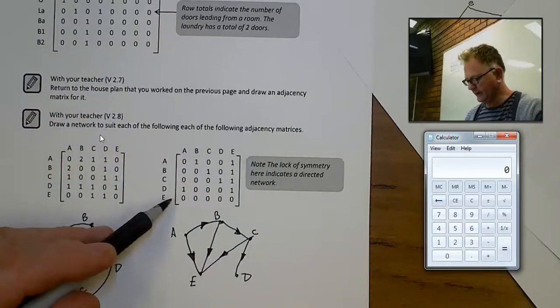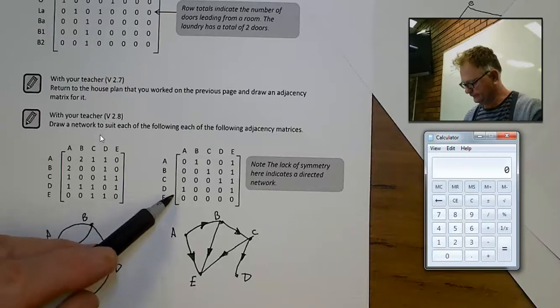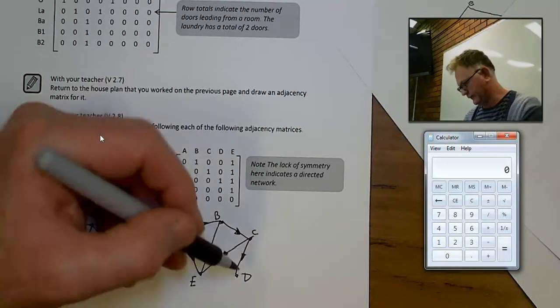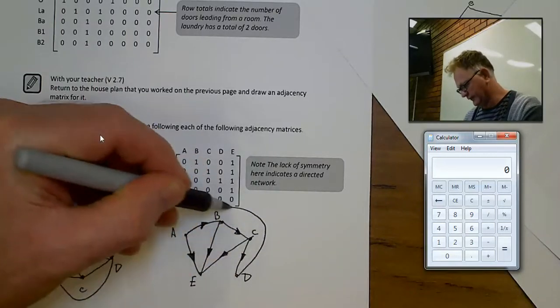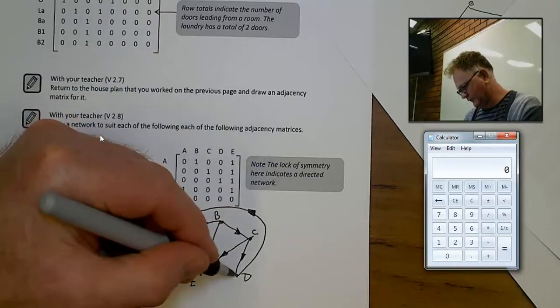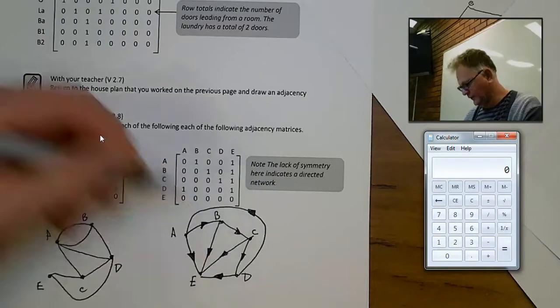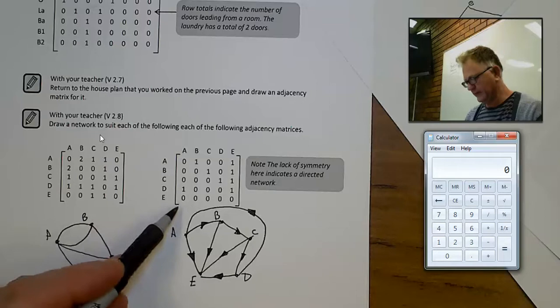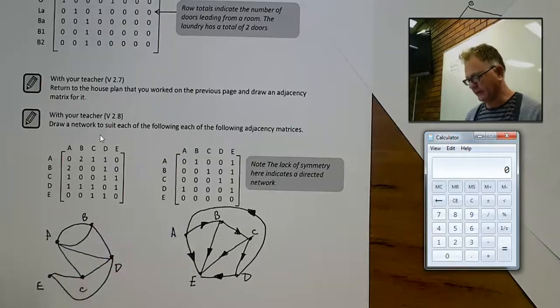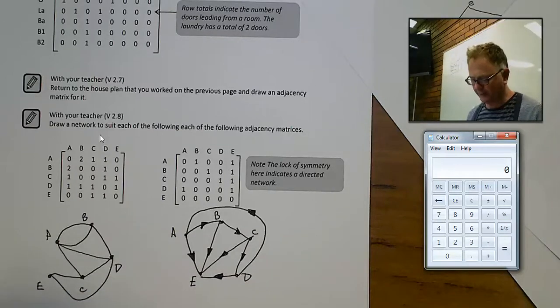From D there are edges to A and E. Now that one to A I'm going to put around here like this. And one to E. And from E there are no edges to anywhere else. E is what you would call a sink. It's got edges which come into it, none which come from it.